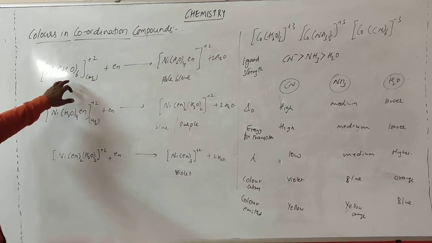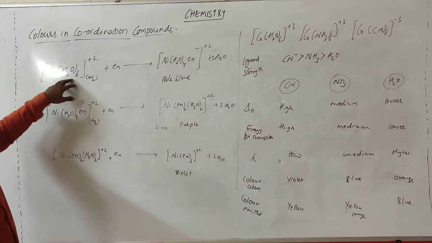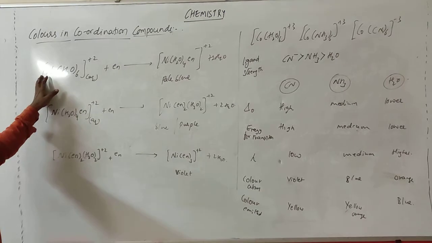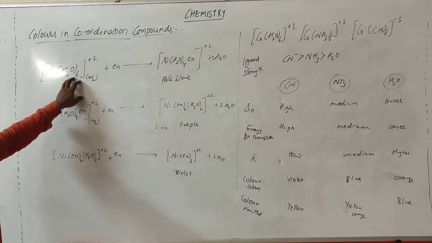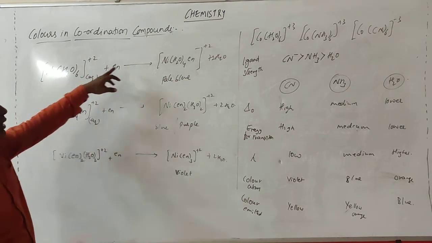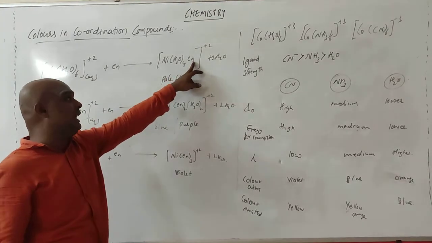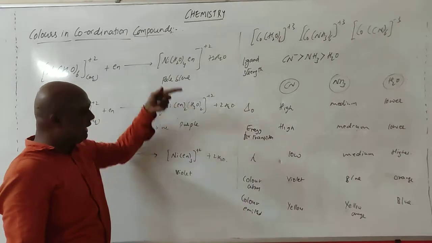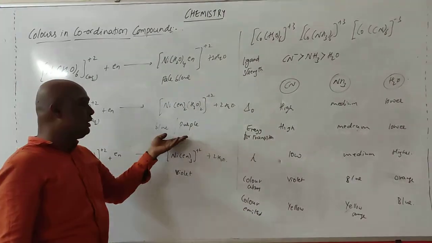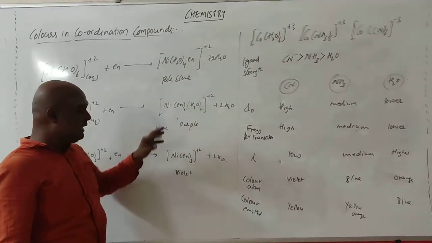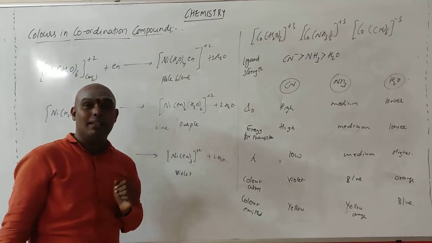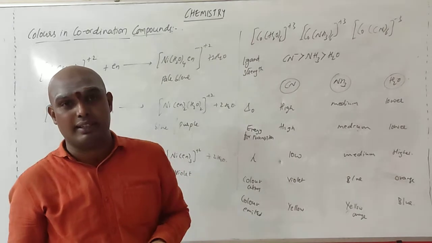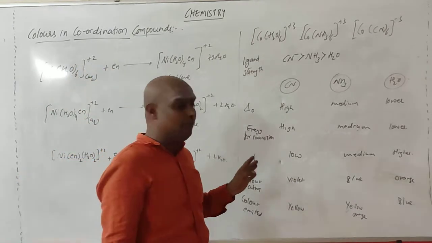Whenever the ligand is water, it is having one color, or you can say colorless. When nickel is combined with the ligand water, it is colorless. When two water molecules have been removed and replaced by en, it has changed to pale blue. With two ens it has changed to purple color. If three ens, it has changed to violet color. Means if the ligand changes, the color of the complex also changes. That is what it means to tell.